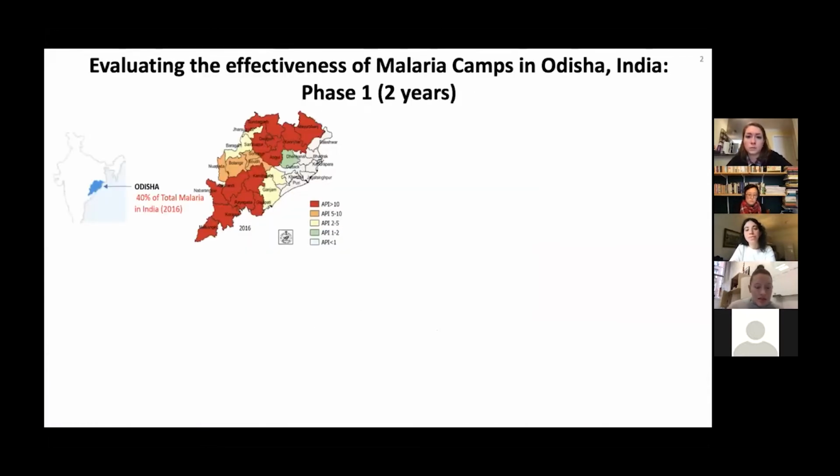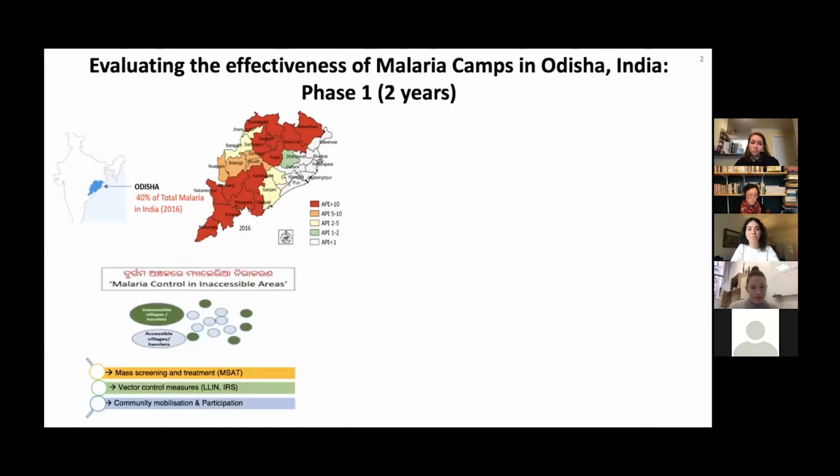So Odisha state has historically carried a large proportion of India's malaria prevalence. As you can see from the state map, much is in red, which indicates a high API greater than 10 and includes our study region, which is in the northern part of the state.